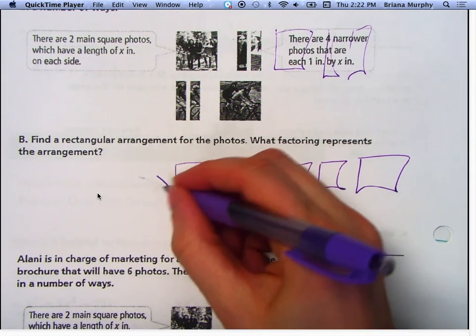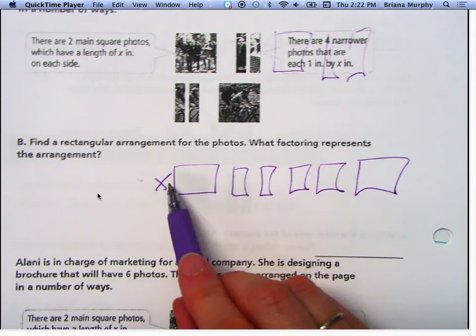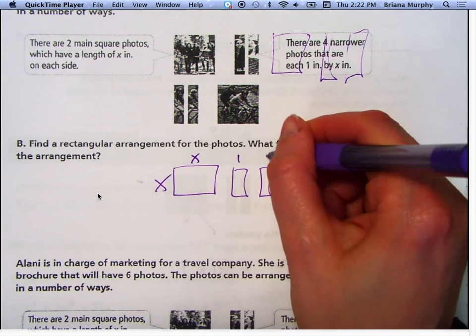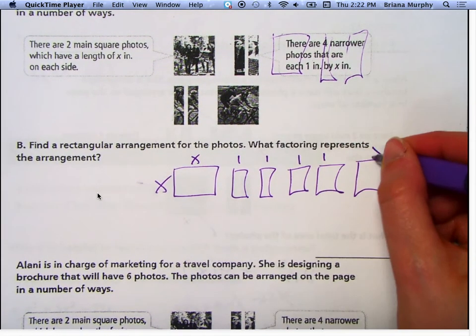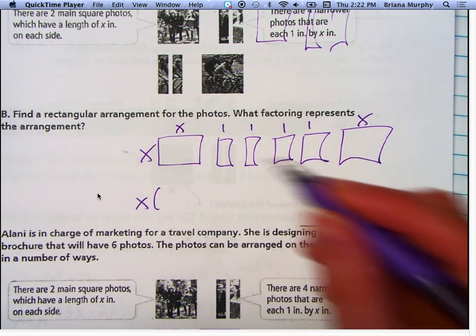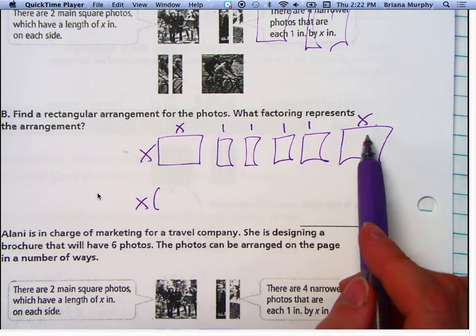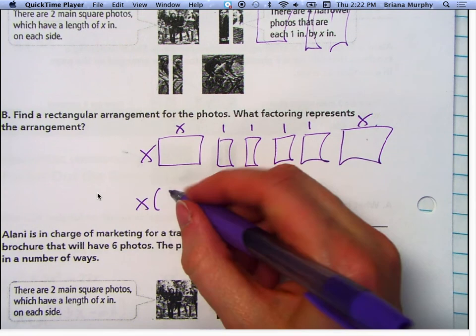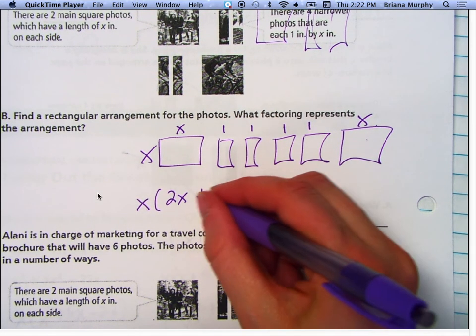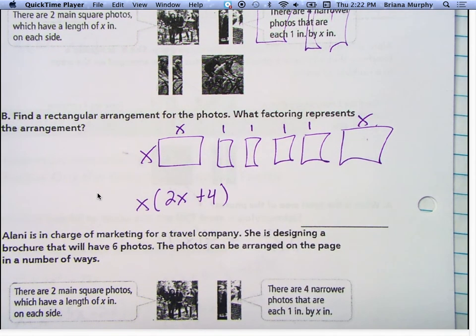So, we have, okay, I know this is x, right? And that's the width for all of them, right? This is x, this is 1, 1, 1, 1, and this is x. Everybody okay so far? Okay. So we're going to say x times, how many x's are there? 2, so we say 2x. How many of the ones are there? We can count them up and we get 4. See how that works? That's the answer.